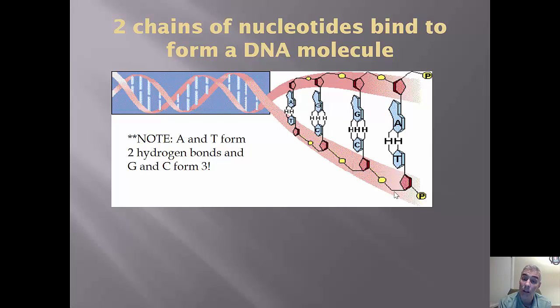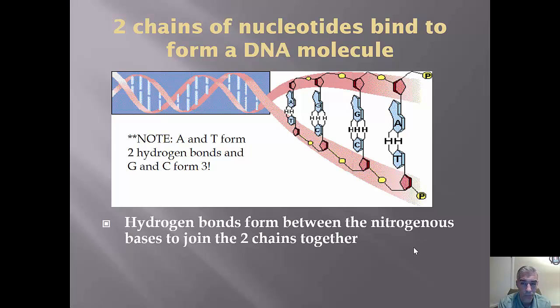eventually, because remember, all of this backbone is called the sugar phosphate backbone. These are all covalent bonds, which are really tough. They don't break unless they're broken apart by usually an enzyme, or they're burned or combusted. This can be torn apart a little bit easier because it's just an intermolecular force. So the hydrogen bonds hold the two chains together.